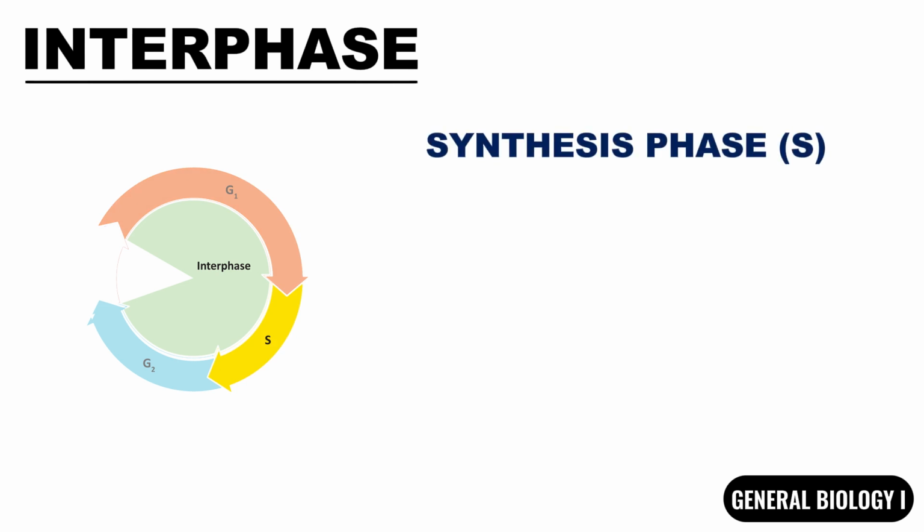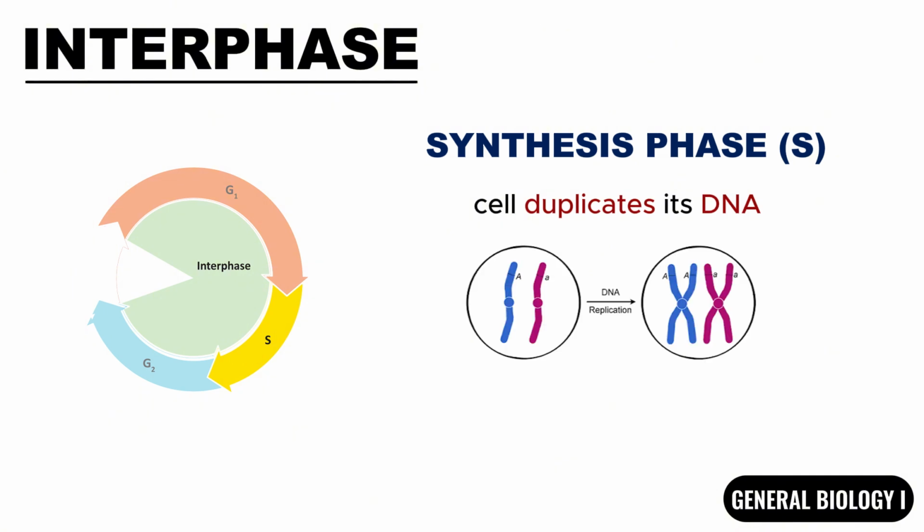Next is the S phase, or synthesis phase. This is where the cell duplicates its DNA, ensuring that each daughter cell will receive a complete set of chromosomes. The DNA is replicated with high fidelity, meaning that the genetic information is accurately copied. This phase is critical because errors during DNA replication can lead to mutations, which may cause diseases such as cancer.